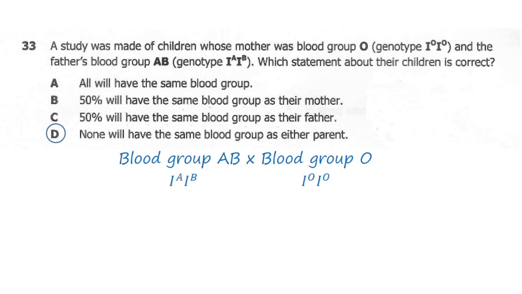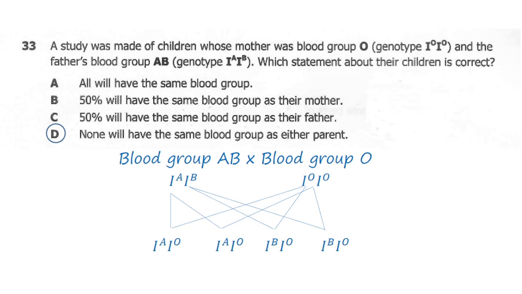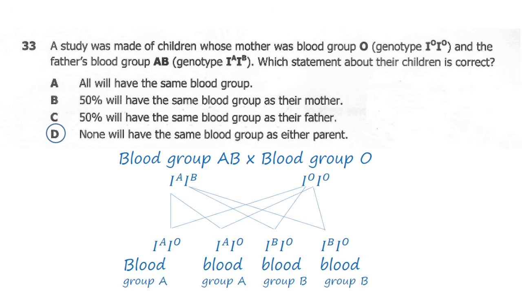Once we start crossing, we have IA crossing with IO, another IA crossing with IO, then we have IB crossing with IO, IB crossing with IO again. So that will give us the blood groups. The genotypes will be IAIO, IAIO, IBIO, IBIO. So this gives us blood group A, blood group A, blood group B, and blood group B.